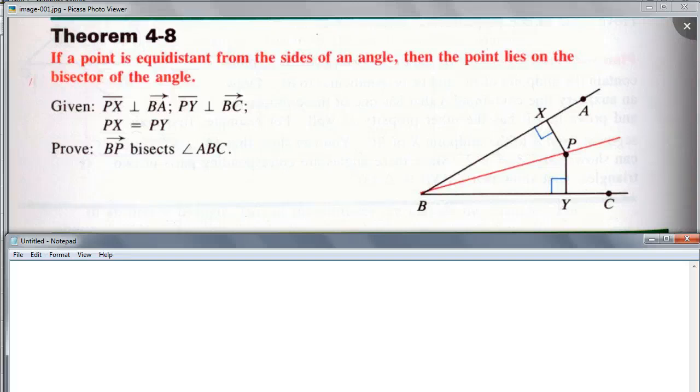Because PB is congruent to PB. Okay, that's the hypotenuse, they're congruent. PX is congruent to PY. Yeah, the leg. How do you know that PX is congruent to PY? Very good question.